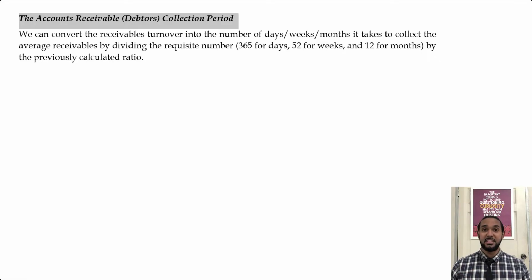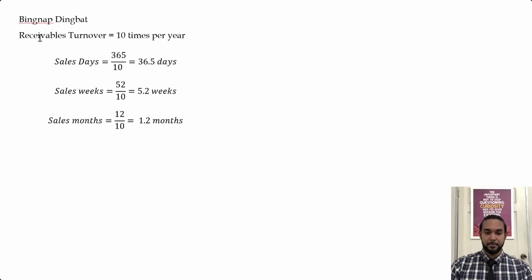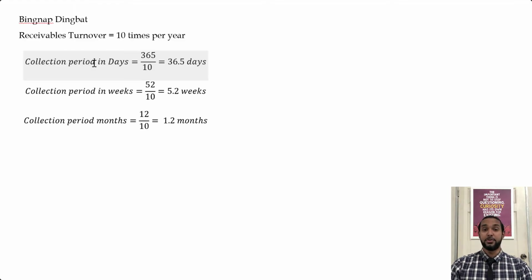And the logic is the same as in the previous set of ratios. We take the requisite number, 365 for days, 52 for weeks, 12 for months, and divide it by the turnover. So for Big Nap Dingbat, we had 10 times per year. So for sales this shouldn't be sales days. I copied and pasted badly. So fix that. The collection period in days is 365 divided by 10, so that's 36.5 days. That's a little over 1 month. In weeks, 52 divided by 10 is 5.2 weeks. And as we said, collection period in months, 12 divided by 10, which is 1.2.